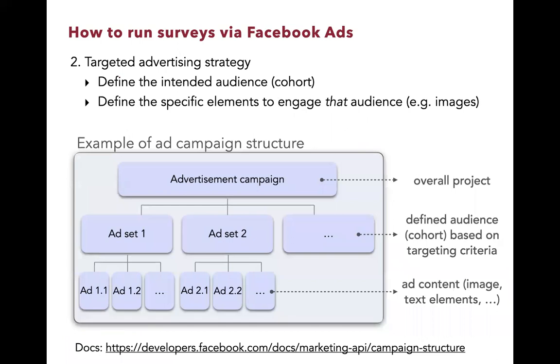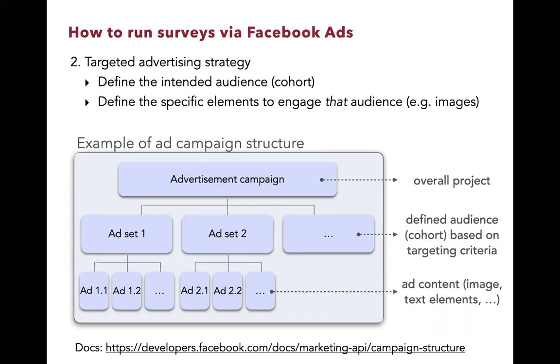Second step is the advertising strategy, which basically means defining your audience based on the targeting criteria we've seen before, and defining the specific elements you want to use to speak to your intended audience and engage them in filling in your survey. So the advertising campaign consists of 3 different levels, as you can see here in an example of the structure of the advertising campaign.